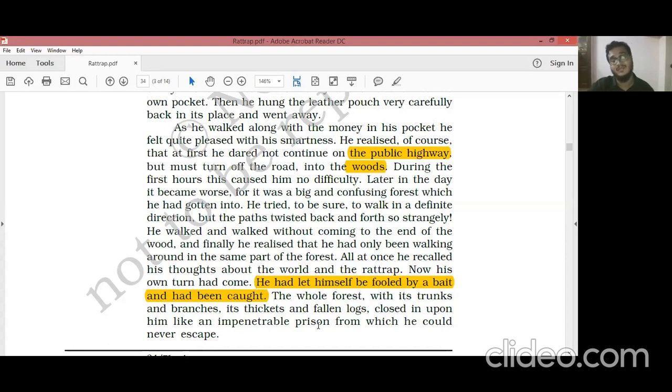Impenetrable prison. I told you that permanently he's inside the prison, he's not going to come out, he's not getting the way, so it becomes like an impenetrable prison. So underline it, the comparison, how it is done here in the line. Impenetrable prison, from which he could never escape. He was not able to escape from the forest. Students, I hope you are able to understand till here.